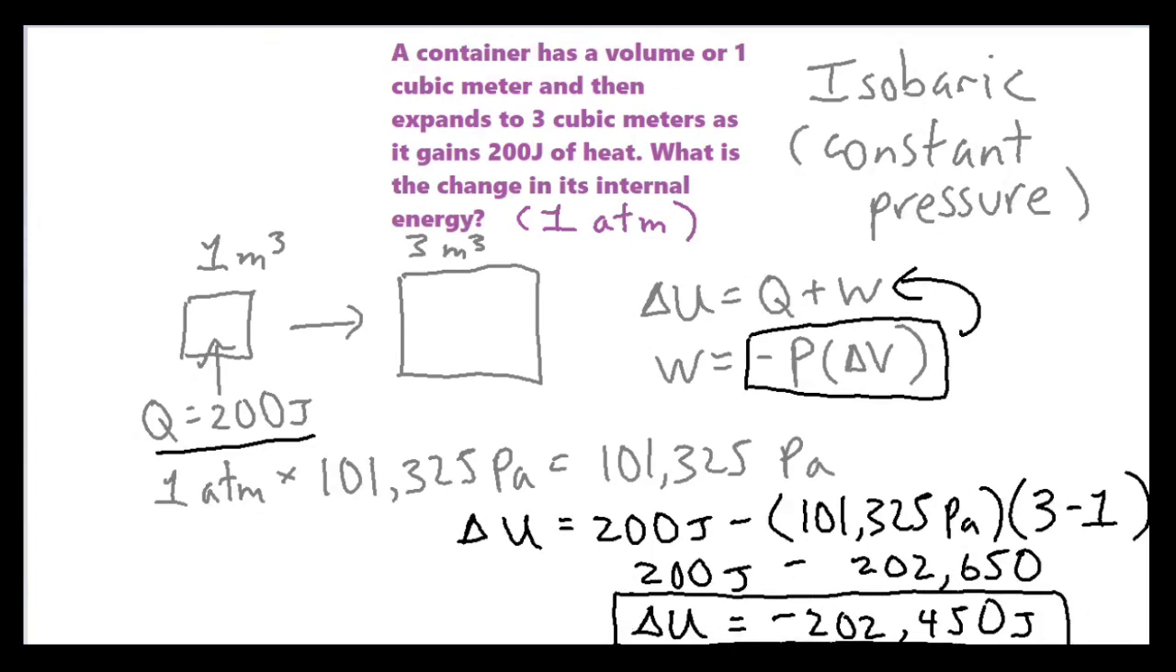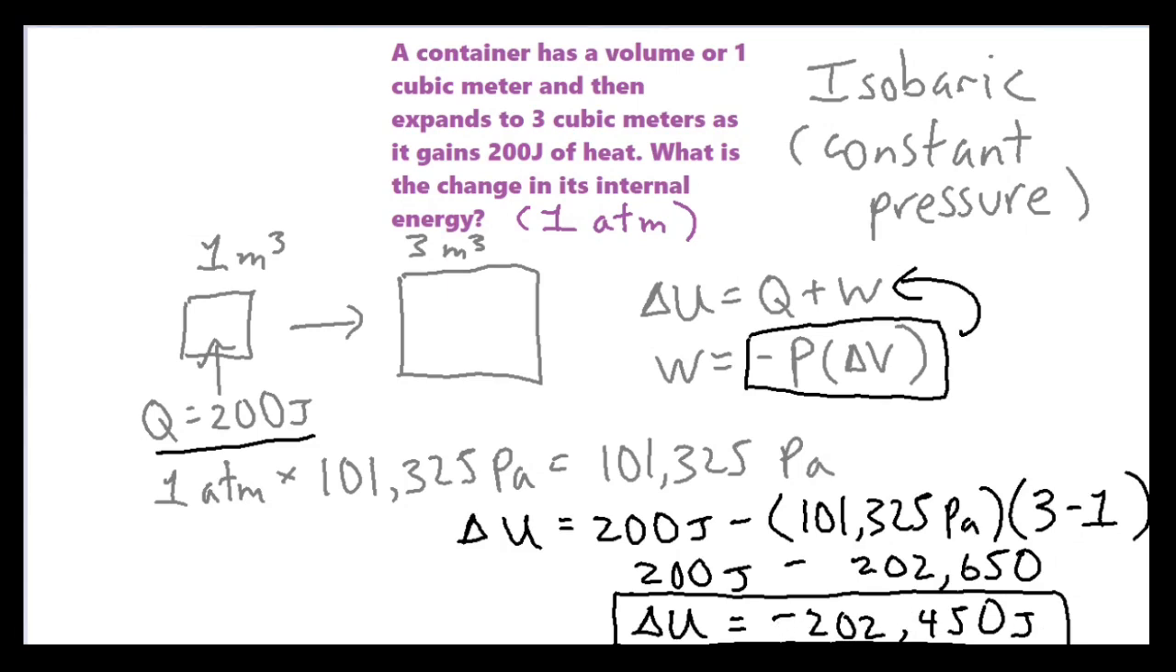And then we have a final change in internal energy of negative 202,450 joules. Now, the reason why the change in internal energy is negative, that means the system is transferring energy to the surroundings. Because if the volume is expanding from 1 to 3, it's applying a force over a distance and pushing outward on the surroundings, therefore losing some internal energy, which we see here as our final solution.